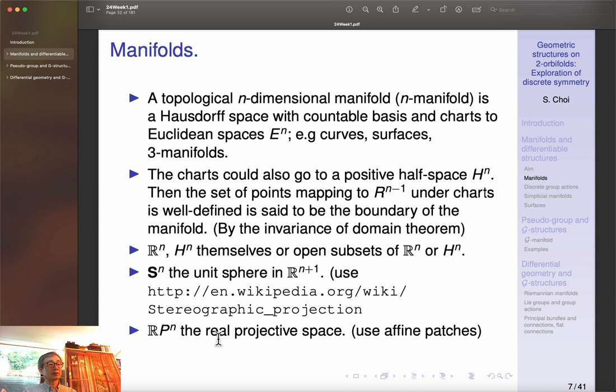So another example is RPn. Here it's actually the quotient of Sn by the order 2 group, and you can show this is also a manifold. Or another way to see that it is a manifold is to use affine patches. An affine patch means some set of points which satisfies some linear inequality.